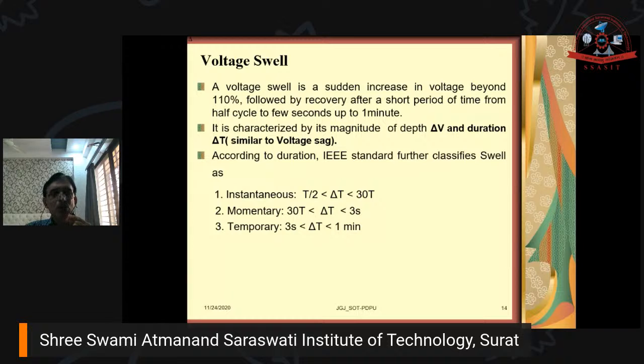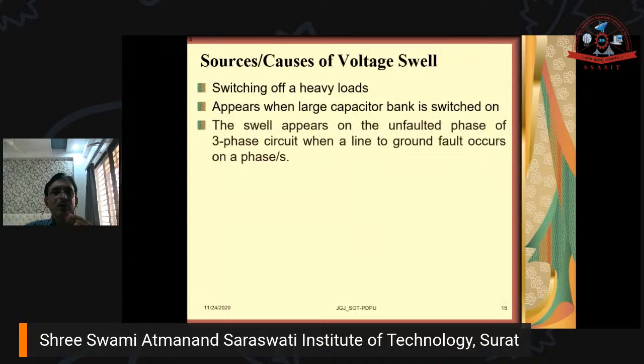Now what are the sources or the causes for voltage swell? So first, we are on slide number 15.